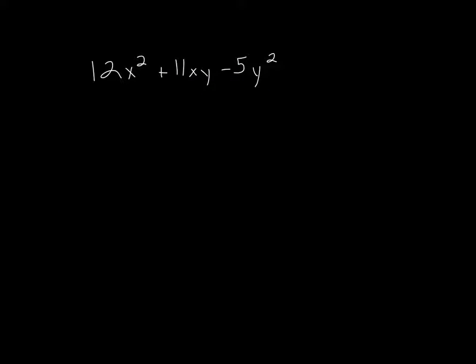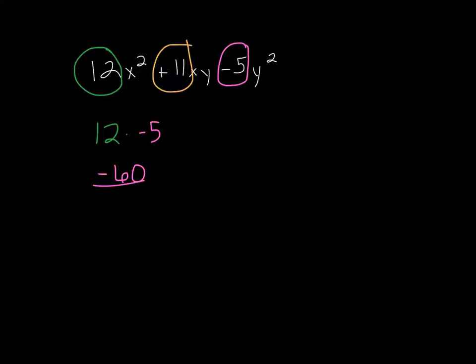All right, let's once again identify A as 12, B as 11, and C as -5. So we want to do A, which is 12, times C, which is -5, and that gives me -60. -60 means I need different signs. In order to get a negative, you have to multiply different signs. And the larger numbers are going to be positive, so that when we add, our answer is positive.